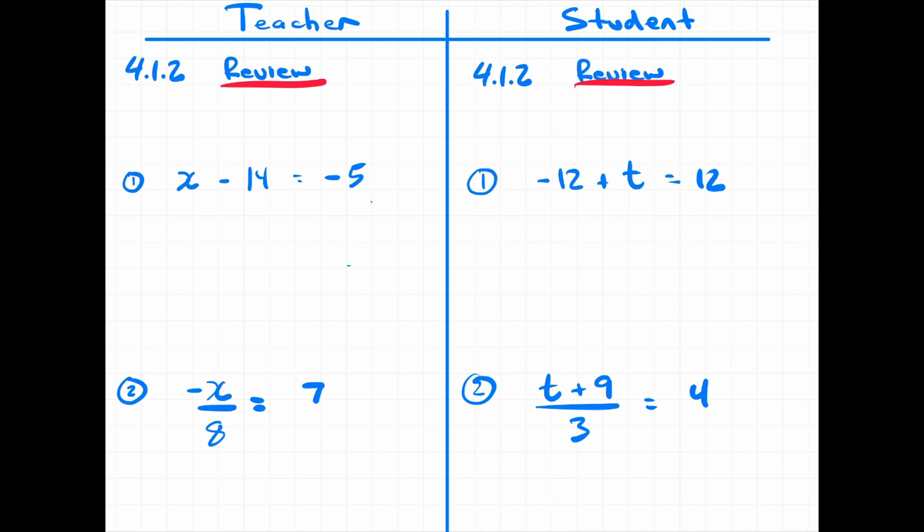Okay, number 1 says x minus 14 equals negative 5. And again, the important thing is that the left side equals the right side and that we have a variable on one side and basically a number on the other side. So in this case, what I want to do is get rid of the 14 by adding 14. And to keep it equal, I need to do it to both sides. It cancels on the left. And what we end up with is x equals 9.